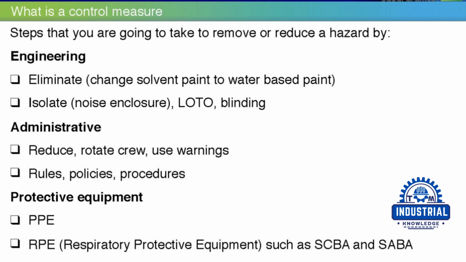What is a control measure? Steps that you are going to take to remove or reduce a hazard by: Engineering. Eliminate, for example change solvent paint to water-based paint. Isolate: noise enclosure, LOTO, blinding. Administrative. Reduce: rotate crew, use warnings. Rules, policies, procedures. Protective equipment. PPE. RPE, respiratory protective equipment, such as SCBA and SABA.